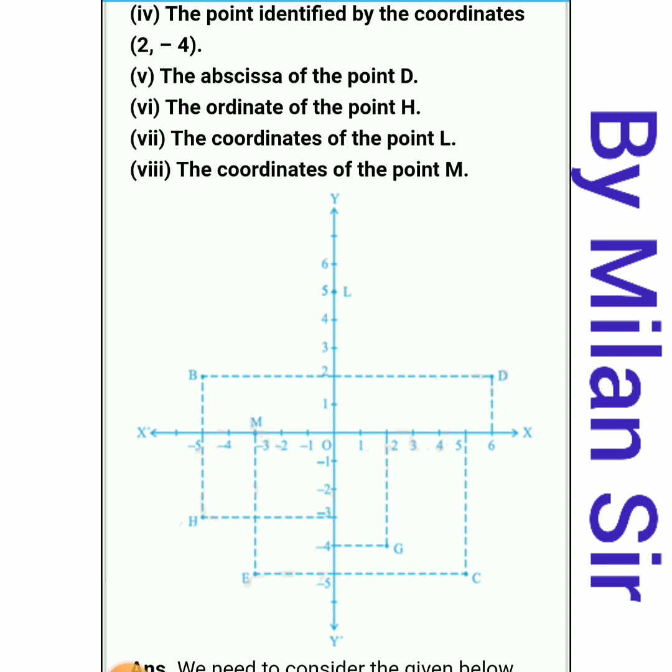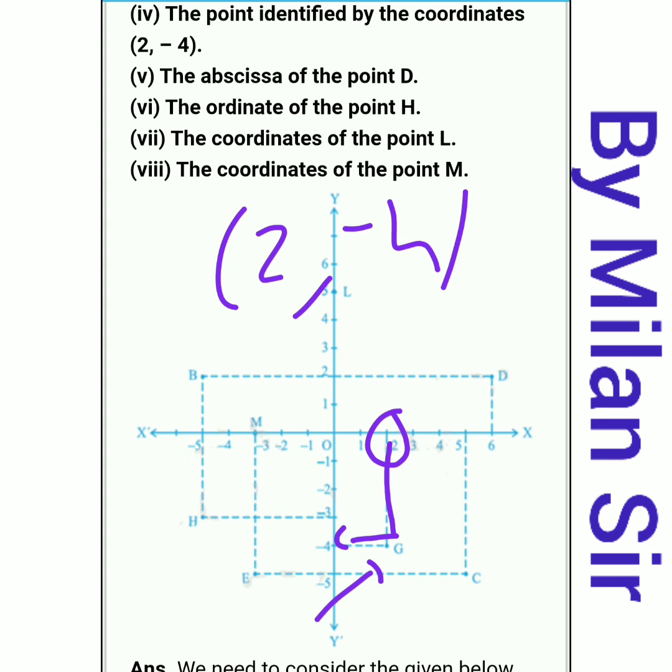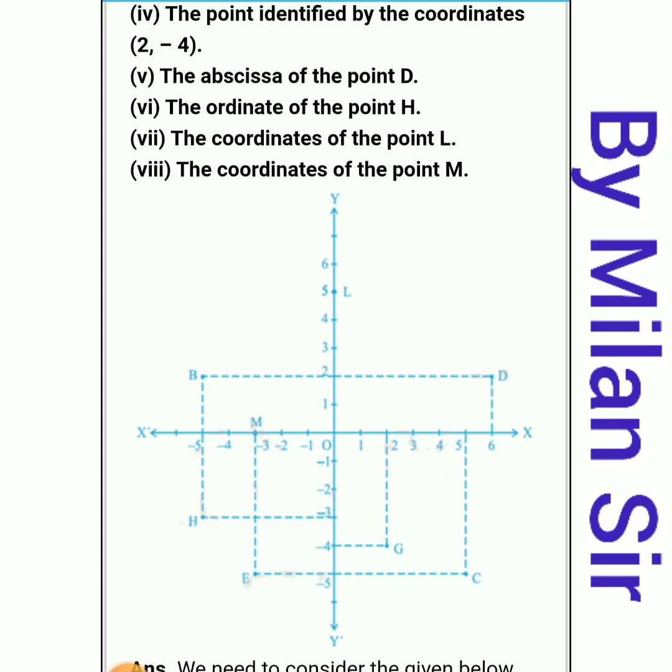Then point G. Here first we find the x-axis value, right? So the value is 2. Then on the y-axis we have minus 4. So the y coordinate is minus 4. So (2, -4) is the coordinate of the point G. On the x-axis 2, y-axis minus 4.